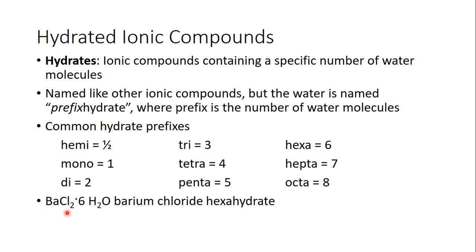So let's look at this compound, BaCl2 6H2O. So you name the ionic compound, barium chloride, and then you have 6 water molecules. So you have hexa and then hydrate. Simple, right?